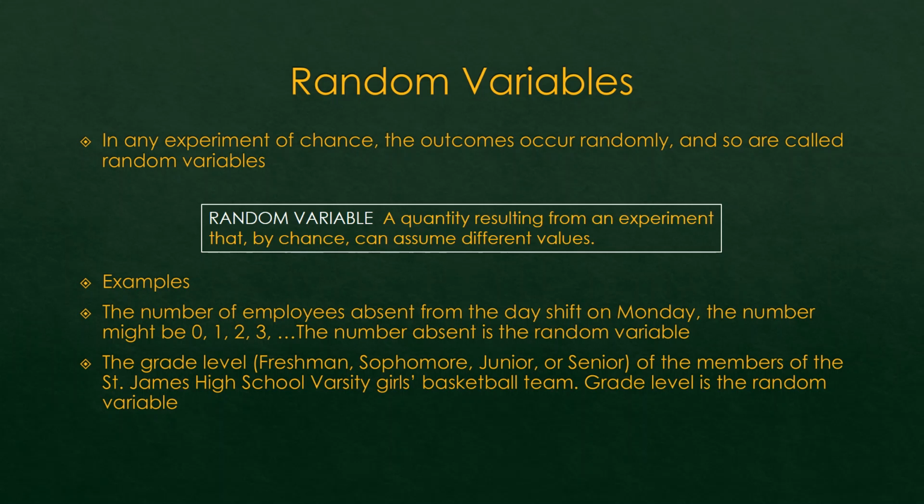The grade level, freshman, sophomore, junior, senior, of the members of the St. James High School varsity girls basketball team. Grade level is the random variable. So, it could be any one of the sophomore, junior, senior, freshmen.